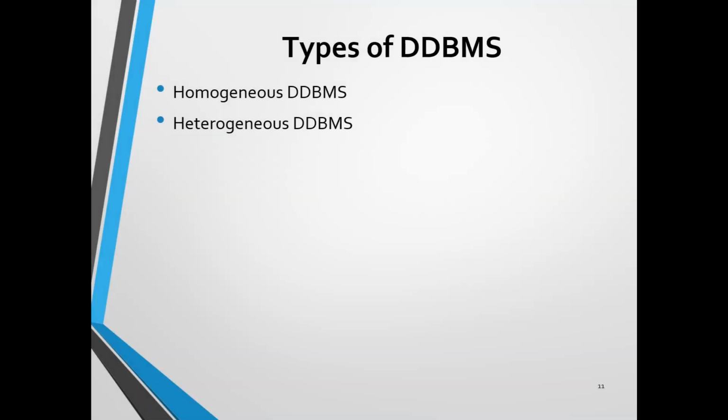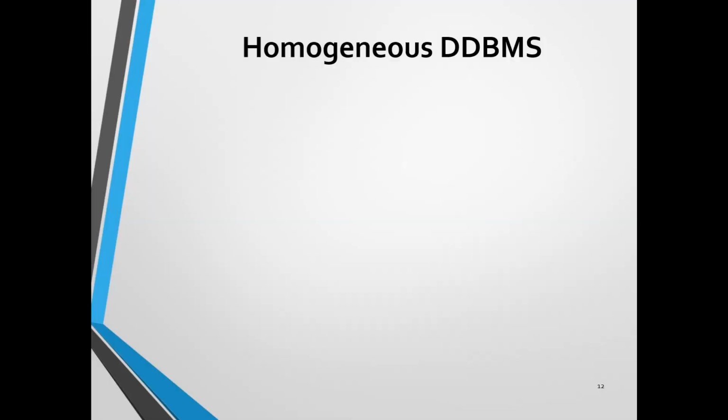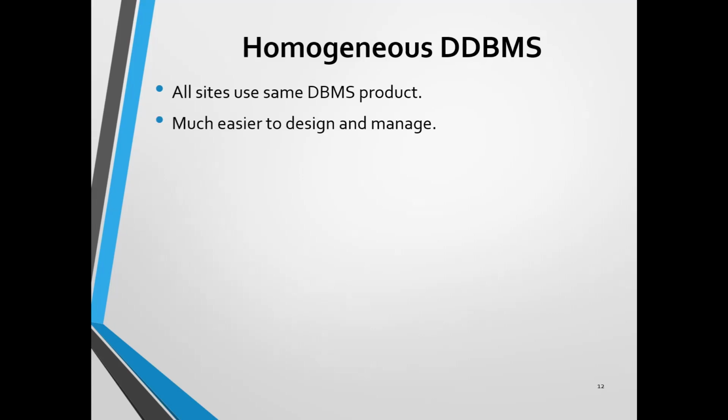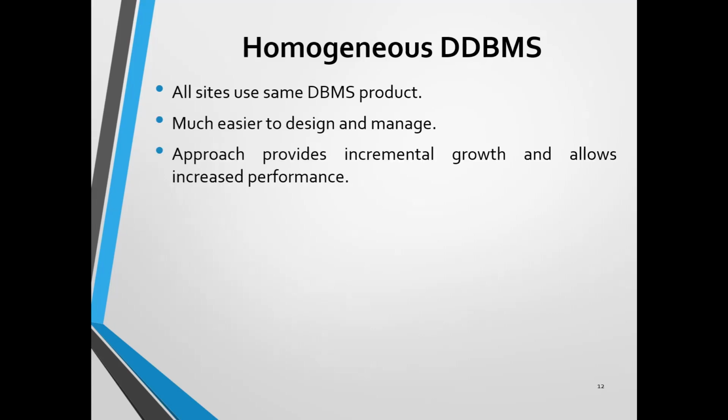So there are different types of DDBMS. The first one is homogeneous DDBMS. The second one is heterogeneous DDBMS. For the homogeneous DDBMS, all sites use the same DBMS product. It's much easier to design and manage. The approach provides incremental growth and allows increased performance.